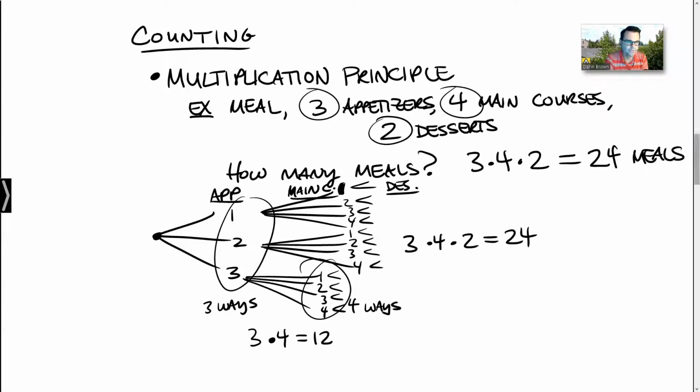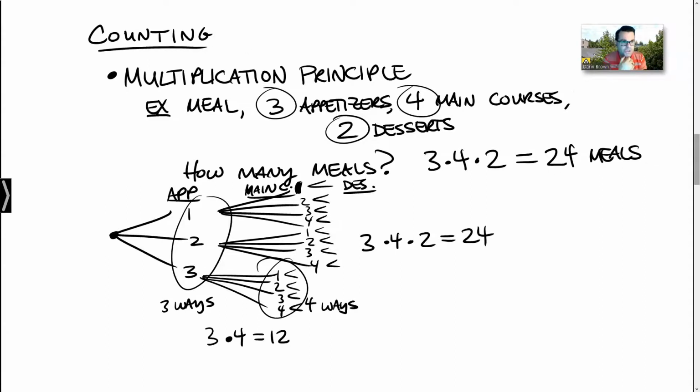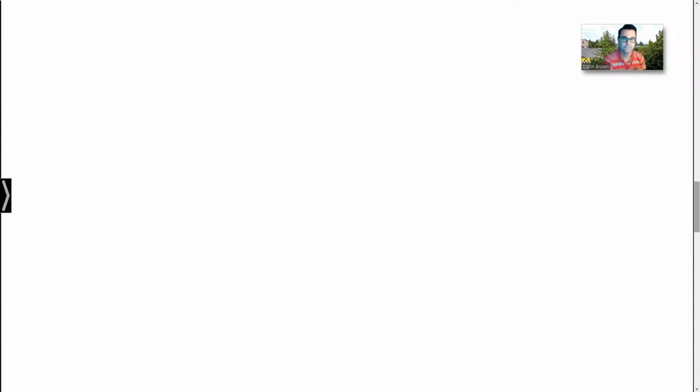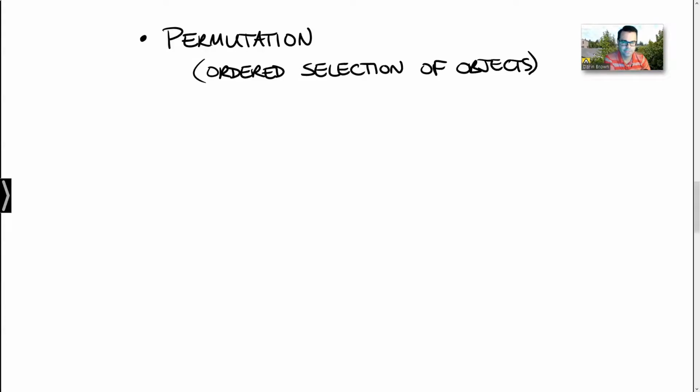Why is this important? Well, this is going to lead into permutations and combinations. So let's talk about that. What is a permutation? A permutation is an ordered selection of objects. Let's say you have 5 letters, A, B, C, D, E.